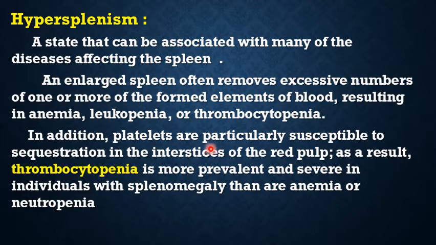In addition, the platelets are more susceptible to sequestration in the interstices of the red pulp. As a result, thrombocytopenia is more prevalent and severe in individuals with splenomegaly than anemia and neutropenia, because the platelets are more susceptible to being sequestrated in the interstices of the red pulp. So thrombocytopenia is considered a more common feature of splenomegaly.